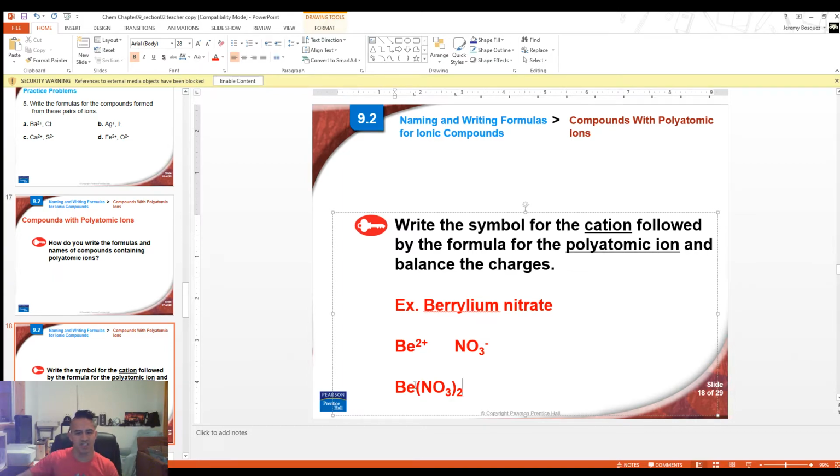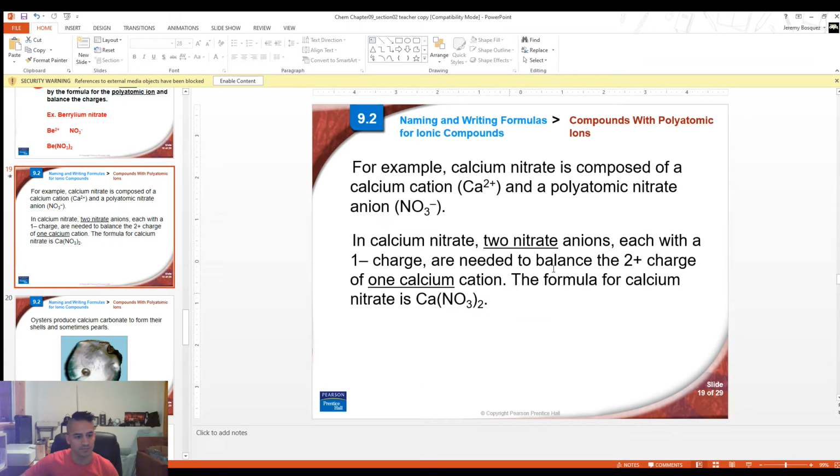But either way, this indicates that we have 1 beryllium with a charge of +2 and 2 nitrates. Okay, these are like groups of things. There are 2 of them. Each one is -1, so that gives us -2 total with a +2. That balances out. Okay, so here's another example. We have calcium nitrate, so Ca with a 2+, nitrate NO3 -1. It's basically like the example we just did, but instead of beryllium, we have calcium. Either way, it shows that we need 2 nitrate ions, each with a charge of -1 to balance out the +2 charge from the 1 calcium.